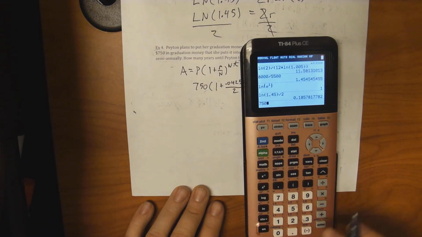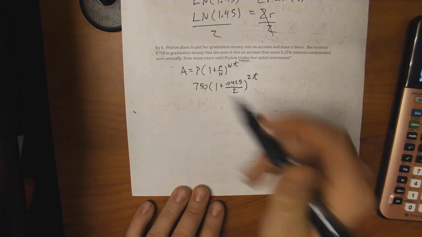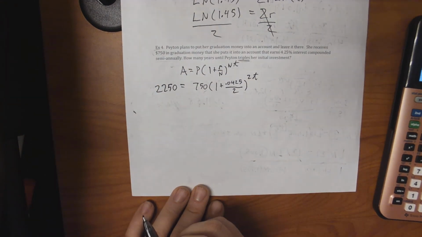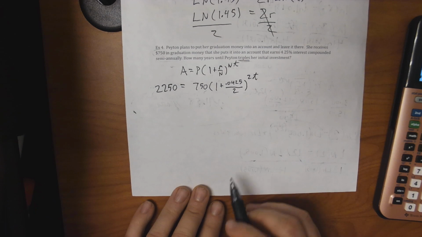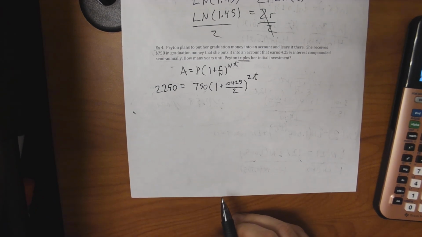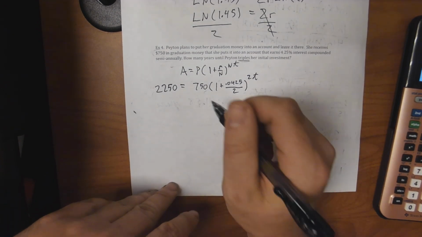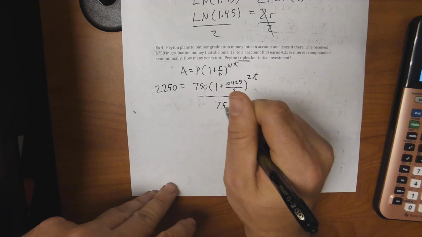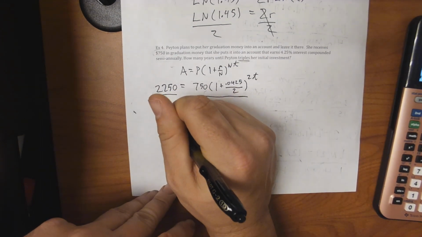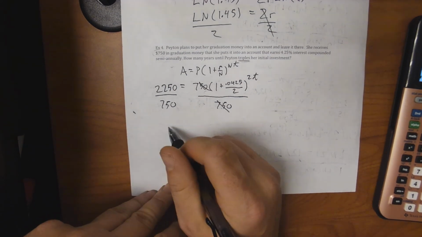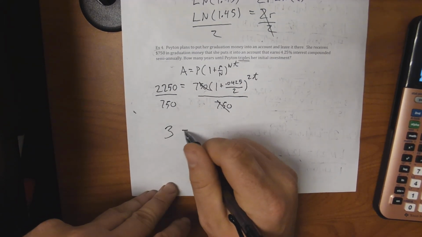So we want to triple the 750, which would be $2,250. That's when the account will have tripled. So just multiply by 3. And then solving this is going to be the same exact procedure as solving the other examples. Same exact steps. We're going to go ahead and divide, and then that will get us 3.